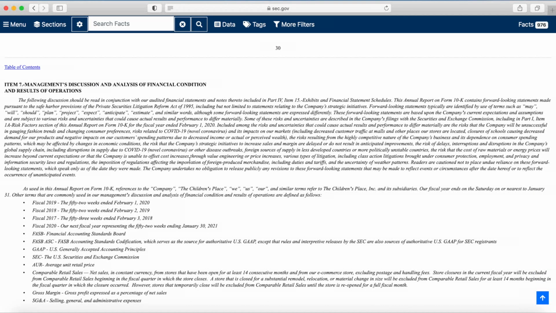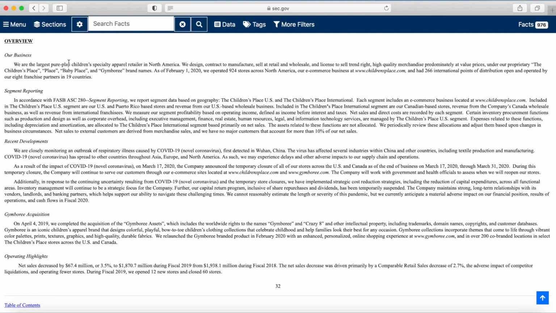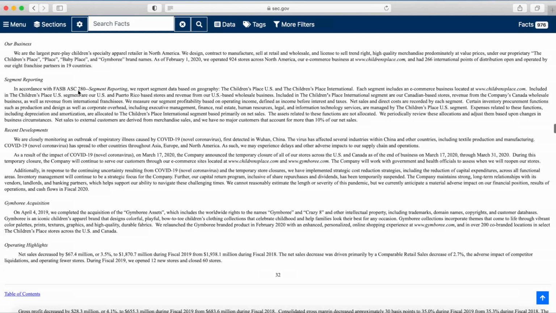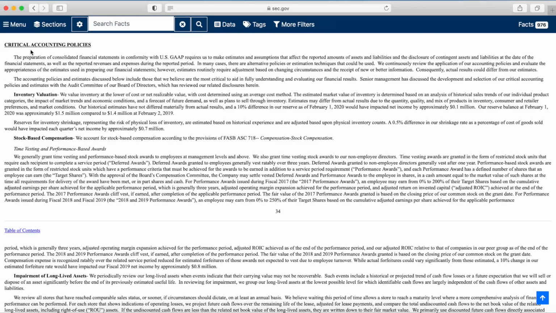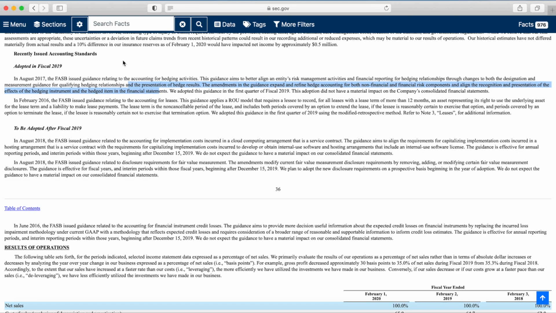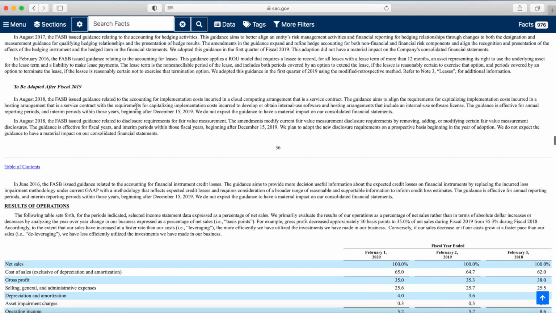So now we go into the MD&A section, a good area to get more information about a company. So it talks about the business again. Some of this is summarizing what we've already seen up above. What I think is very helpful in their MD&A section is their critical accounting policies, what they're adopting that current year, like hedges and accounting for leases, what they'll be adopting later on.